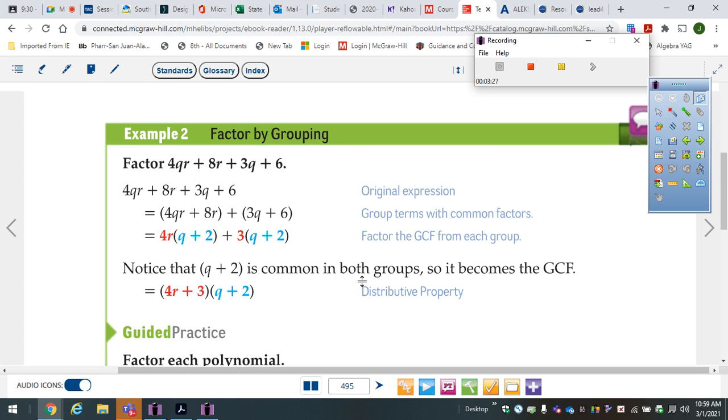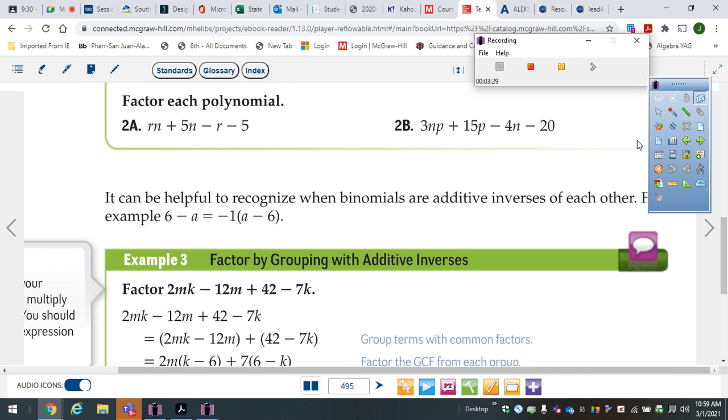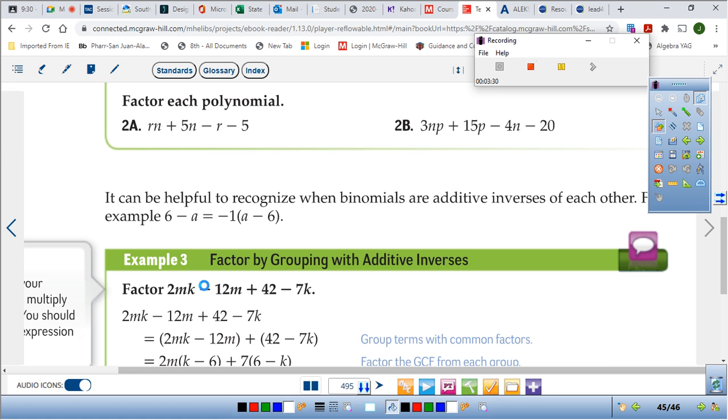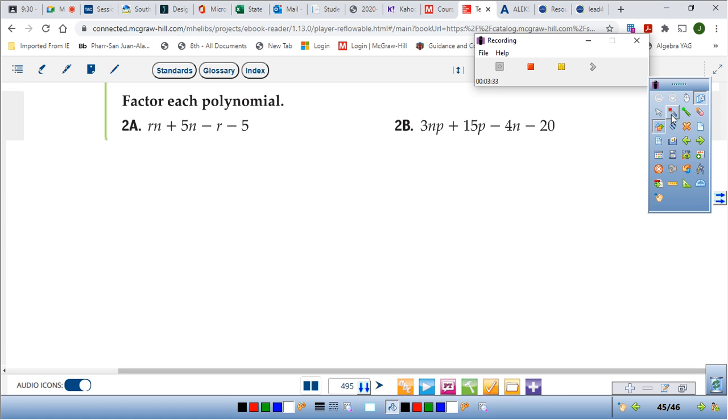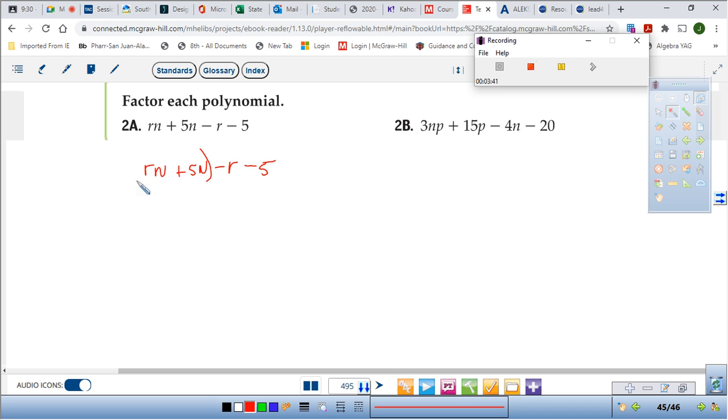Look at it again. I'll do this one real quick. So put this in your spiral. Okay, you need to copy this down. So we have Rn plus 5n minus R minus 5. So I would group it like this, and put a plus here, negative R, and group it like that. I can factor out an n here, so we're going to go R plus 5.